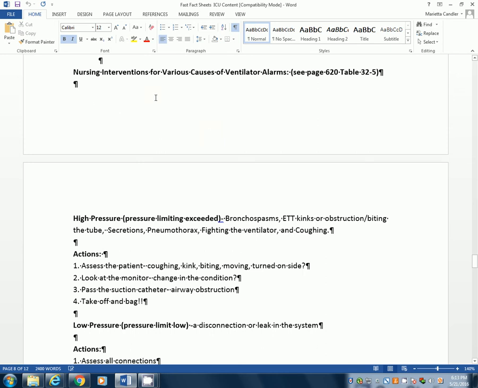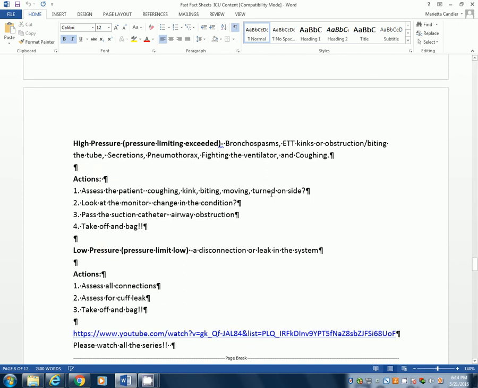Again, nursing interventions for various causes of ventilator alarms. So the ventilators are set, and they will preset these, and they have a high volume or high pressure alarm and a low pressure alarm. And they preset these to go off at certain times if they get too high or too low. So on page 620, if you look at that, these are the most common reasons and what you would do if they do go off. So please know these.